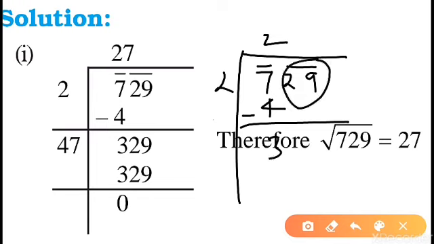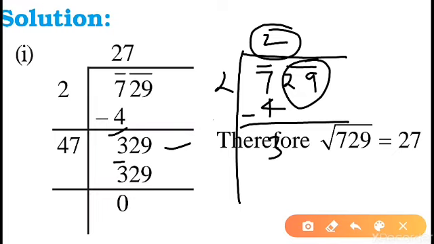On subtracting here we got 3, and now we will copy the next pair, that is 29, here. We have copied it here, okay. So what do we get on copying this? We got 329. This is a new number for us. Now look at the quotient over here, it is 2.